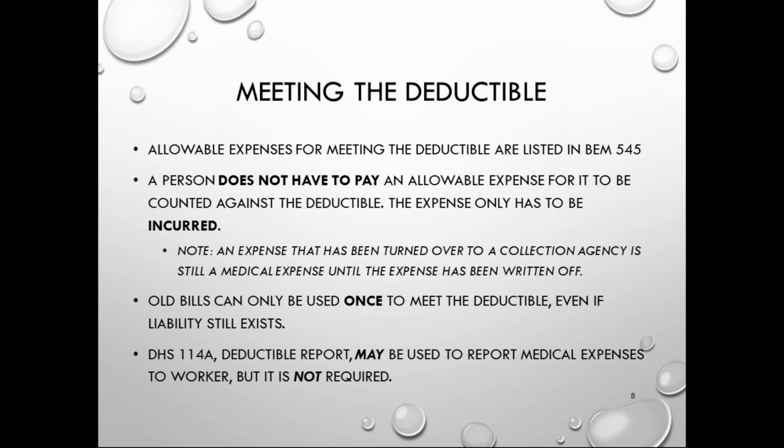Now, old bills can only be used once to meet the deductible, even if the liability still exists, so there's no double dipping. And there's a deductible report that may be used to report medical expenses to the worker, and that's DHS Form 114A. But this deductible report is not required. It's just like a cover sheet that you can use to list the expense and the amount, and it's there to make things nice and neat if that works for the beneficiary, but they don't have to use it. Simply, all they have to do is submit the expense.